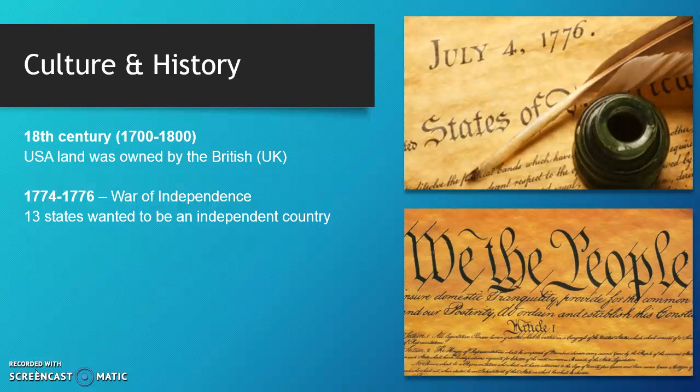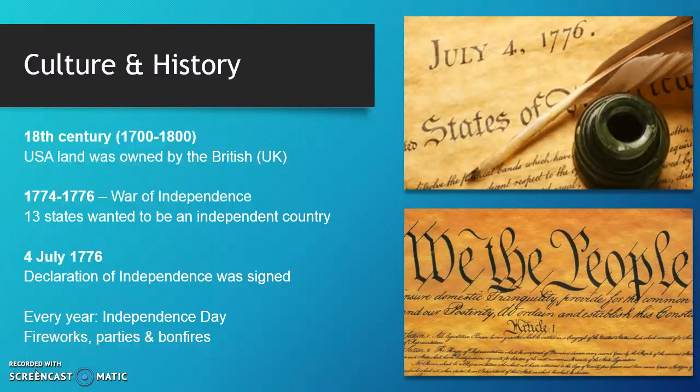On the 4th of July 1776, the Declaration of Independence was signed, making clear that from that day onwards, the USA was its own country. To this day, every year, Independence Day is celebrated on the 4th of July. Big fireworks and bonfires are lit to celebrate the independence from the United Kingdom.